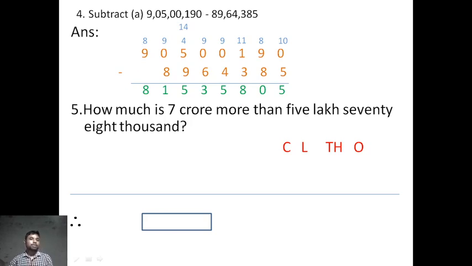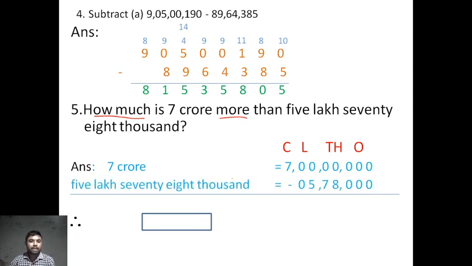Okay, come to question number 5. How much is 7 crore more than 5,78,000? Is it clear? So how much more? What will we do? Subtraction. Okay, so first write 7 crore in numeral. Look, 7 and then 70. Next, 5,78,000. You learn how to write it.